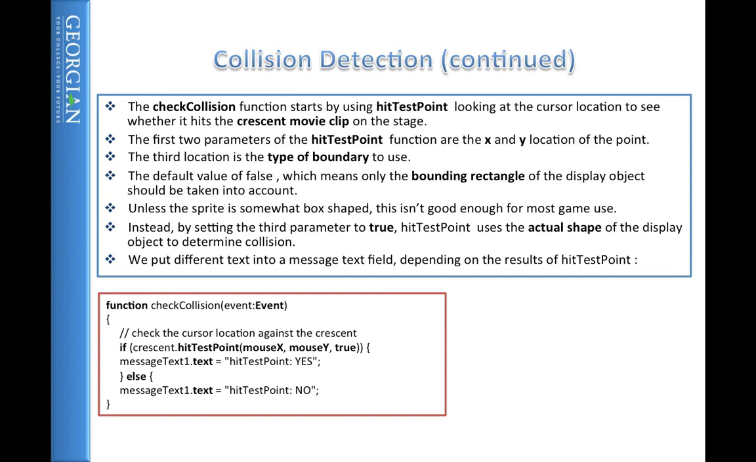How does it work? Well, here's one basic one. We use hit test point with my mouse X and mouse Y position, and I'm checking it against this crescent shape. If this is true, then hit test point is true, yes. Otherwise, it's false. There is no boundary I'm using here. All I'm doing is checking the exact location.